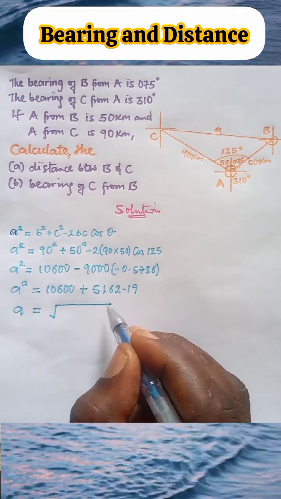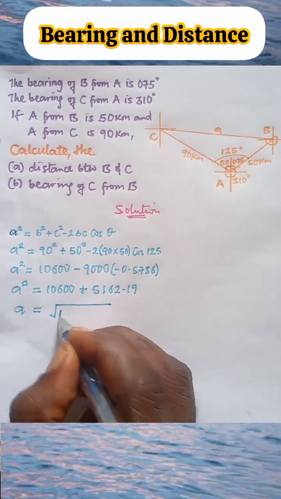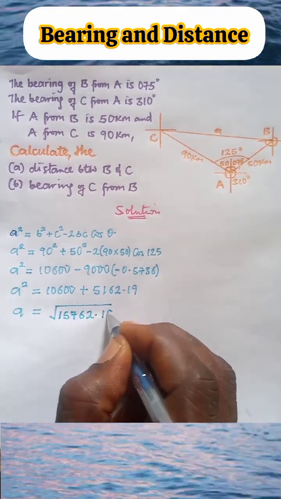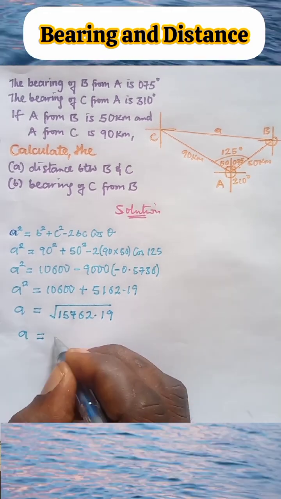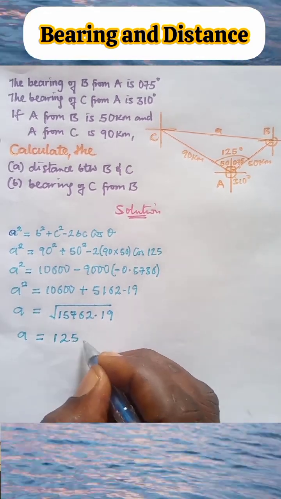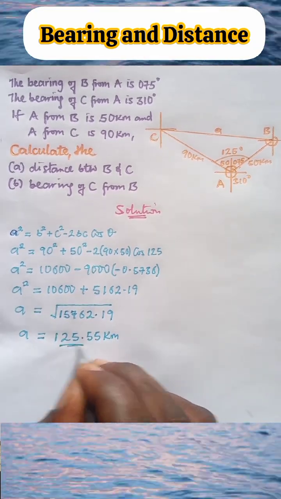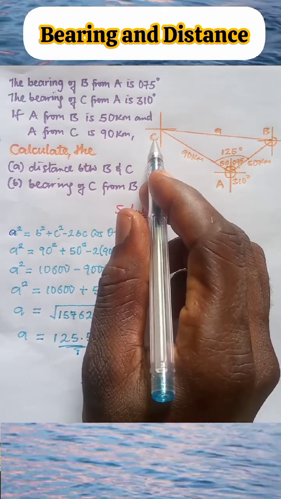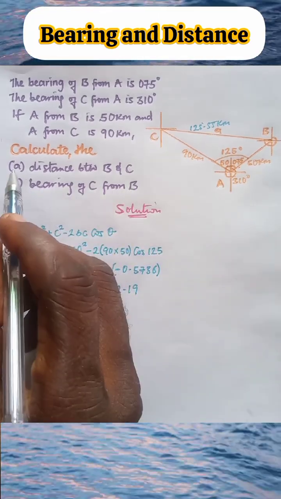Now we're going to remove the square, and we have A equal to the square root. When the square crosses, it changes to square root. This plus this gives us 15,762.19. And when you use a calculator to press the square root, we have that A equals 125.55 kilometers. And this represents the distance between B and C. So we have got this distance, which is 125.55.